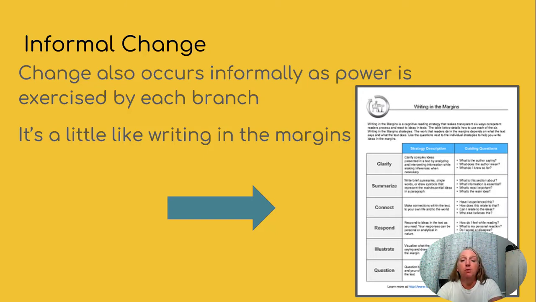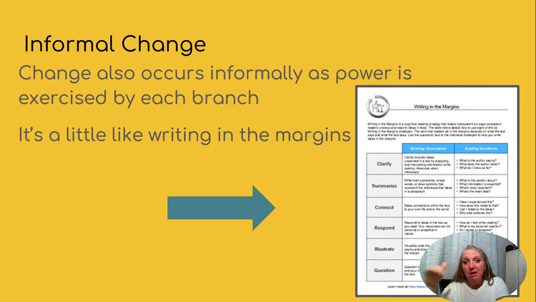So informal changes are changes that occur informally as power is exercised by each branch. So each branch has a way, and some other outside interests have a way to kind of informally change the Constitution. It's kind of like writing in the margins of a document, right? Why would you write in the margins of a document? For me, when I write in the margins of a reading or a document of some sort, it's because I'm writing notes to myself. I'm getting clarification. I'm maybe putting a question out there on what does this mean, those sorts of things.